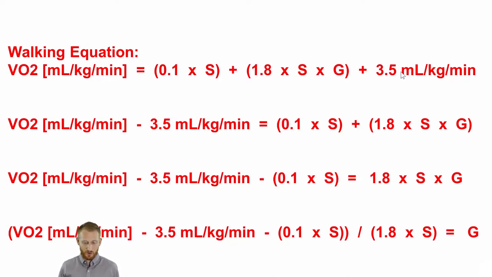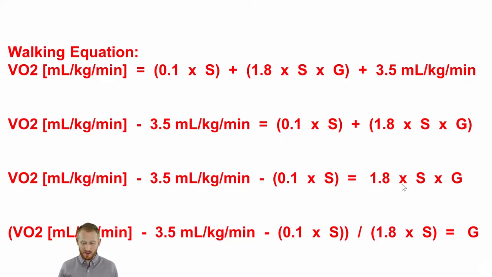All right, the next thing I'm going to do is get rid of this 0.1 times speed, and it's in parentheses, so it has to stay in parentheses on the other side of the equation. Remember, we're trying to isolate the G, which is the grade, and this whole function here is being added to what eventually is added to the G. So we can subtract this whole function together on this side of the equation and the other side of the equation, which is going to move it to the other side of the equal sign.